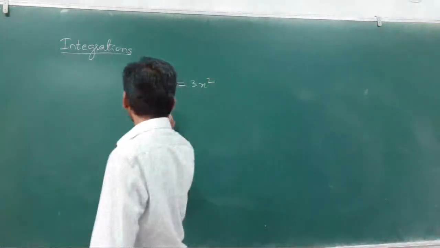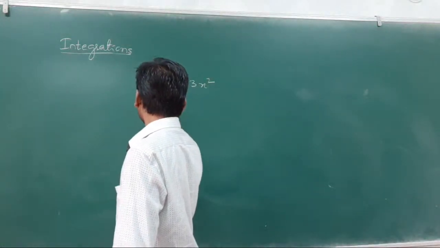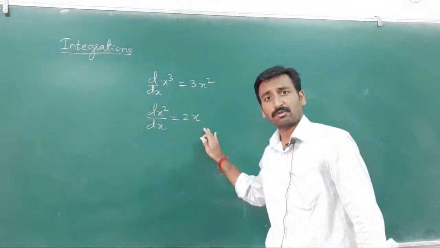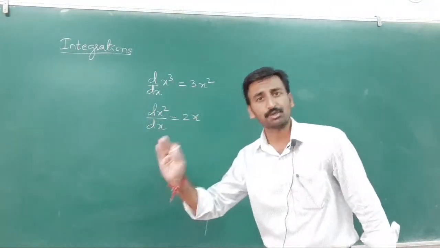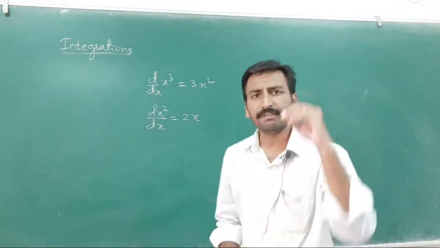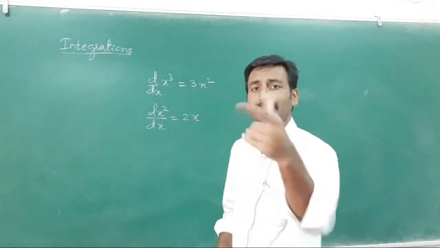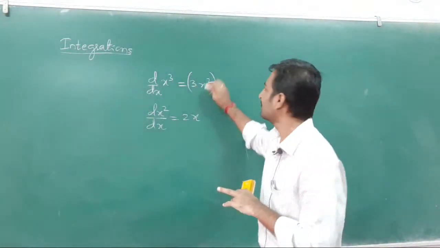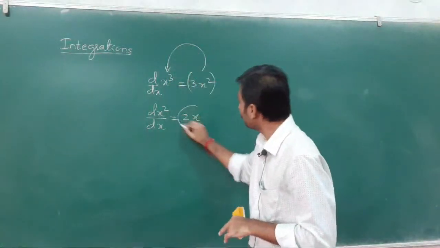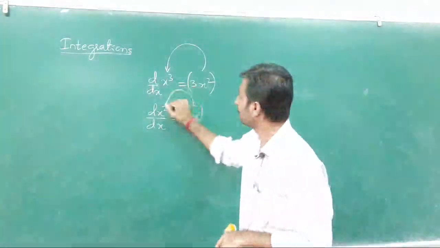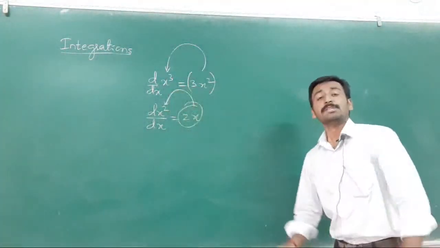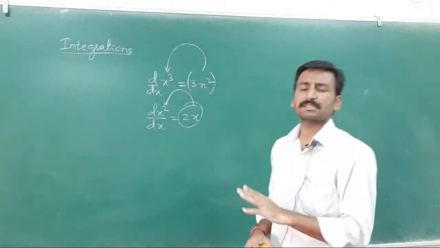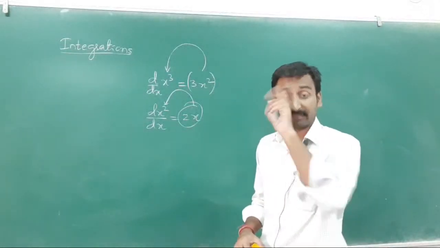Now if I differentiate x square, d by dx of x square is 2x. Differentiation of x square is always 2x, and differentiation of x cube is always 3x square. So if you know derivatives, then very simply, if someone asks you what is the antiderivative of 3x square, easily you can say it is x cube. What is the antiderivative of 2x? We can call it x square. So what is the meaning of this? Derivative and antiderivative are just reverse.